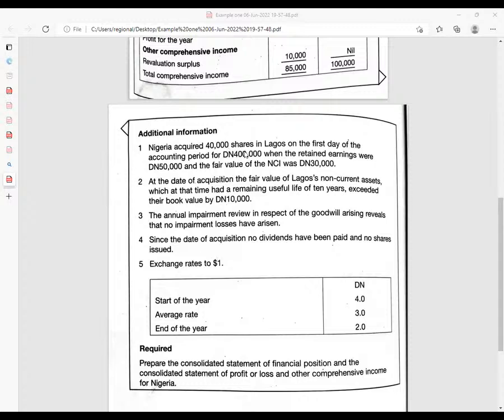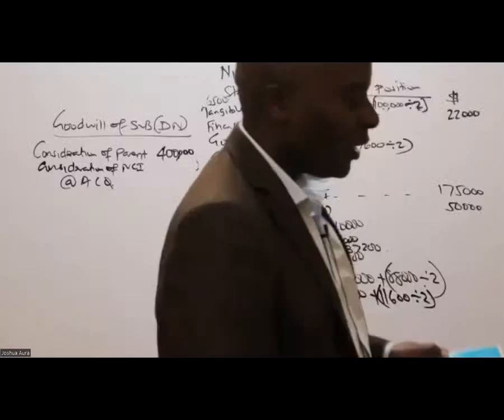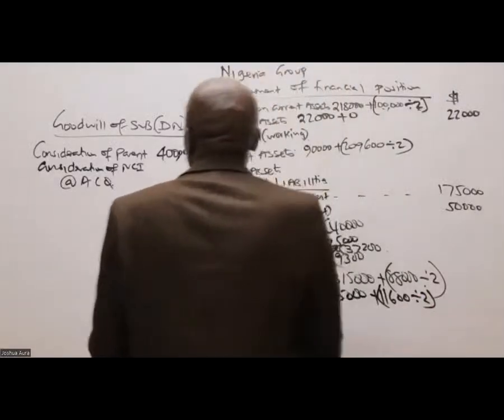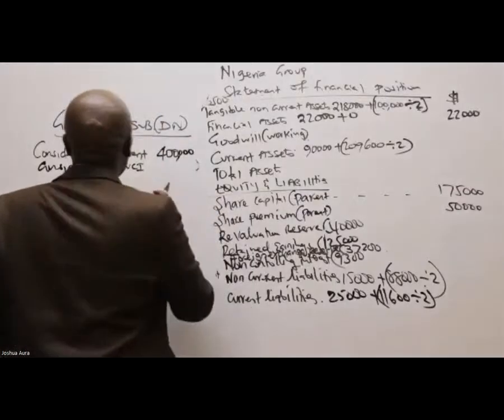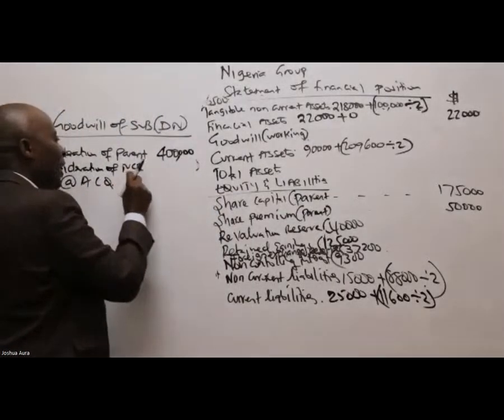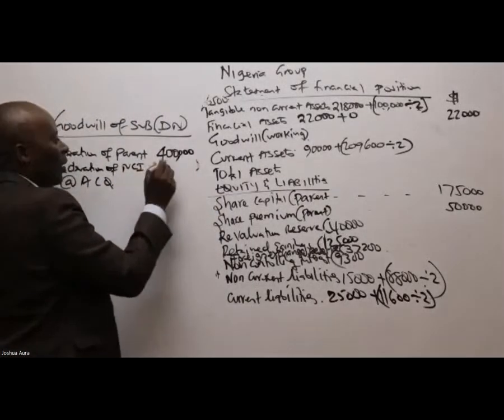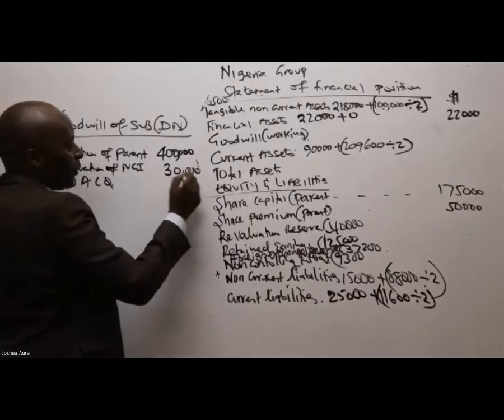So you're told somewhere here that Nigeria acquired 40,000 shares in Lagos on the first day of the accounting period, when the retained earnings were DN 50,000, and the fair value of NCI was 30,000 DN. So you can see everything is in terms of DN. Again, consideration of the NCI at the date of acquisition, they have told us it's 30,000.